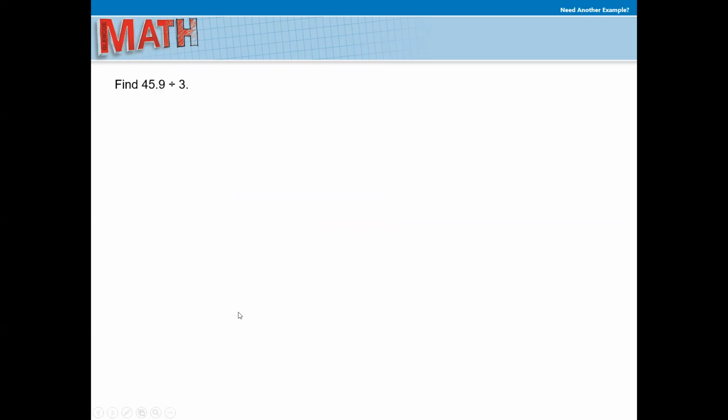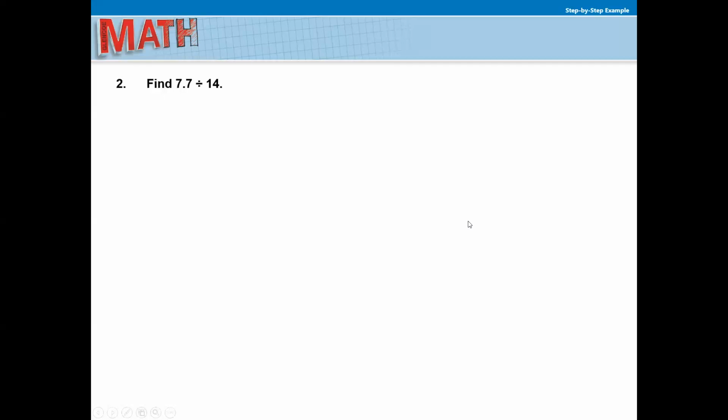Find 45 9/10 divided by 3. 45 9/10 goes inside the bracket. 3 is the divisor outside of the bracket. Show all of your work in your notebook. Pause. Press play when you're ready to continue.